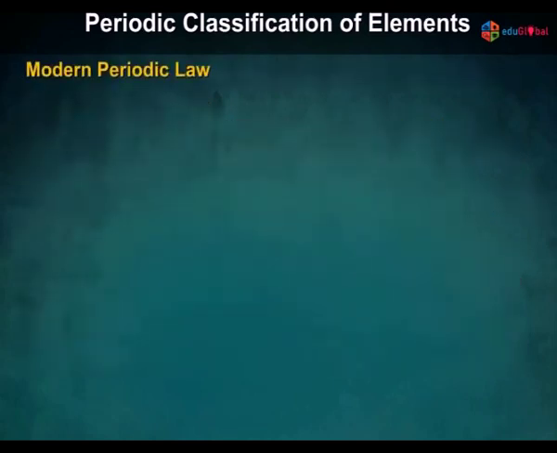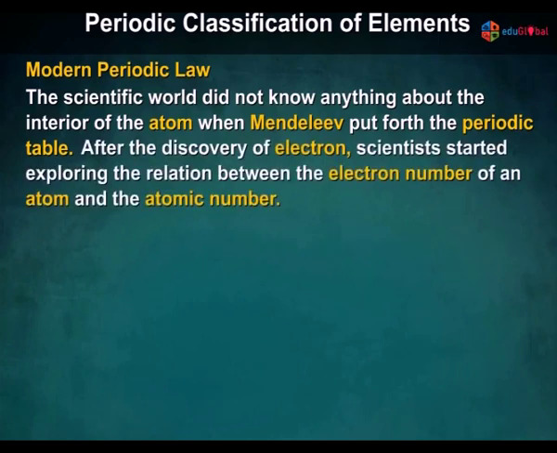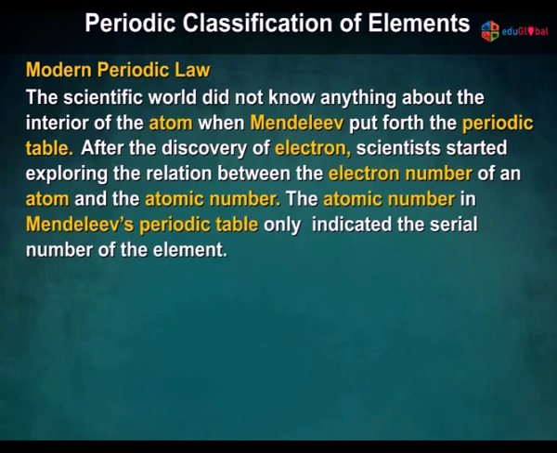Modern periodic law. The scientific world did not know anything about the interior of the atom when Mendeleev put forth the periodic table. After the discovery of the electron, scientists started exploring the relation between the electron number of an atom and the atomic number. The atomic number in Mendeleev's periodic table only indicated the serial number of the element.